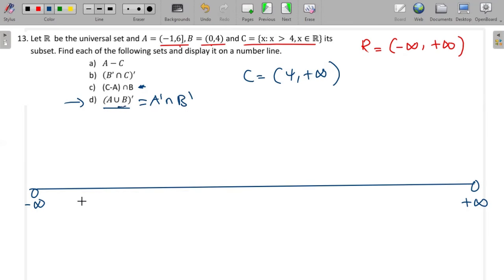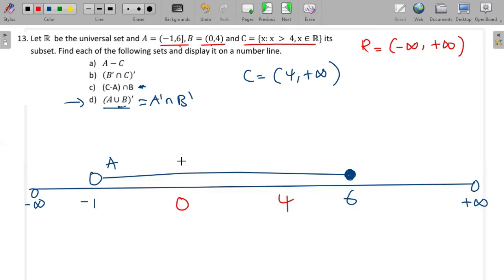So A is from minus 1 to 6. So the minus 1 is not included, but the 6 is. This is my A. What about my B? My B is from 0 to 4. So 4 can be somewhere here. So this is 0 to 4, not included, not included. So this is my B.